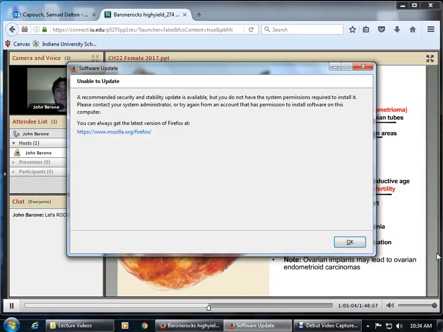And about 10% of women in the reproductive age will actually present. A lot of women will have it and just suffer with it. 10% will come in with it. And it causes about 50% of infertility.